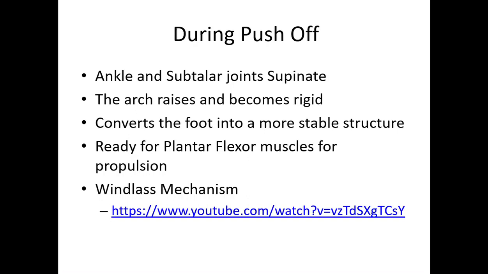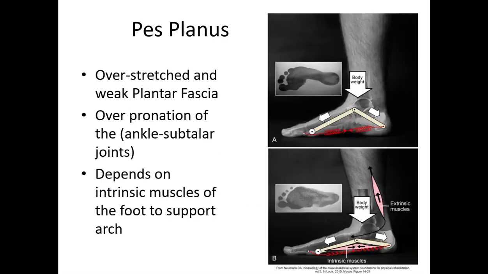And then there's something called the windlass mechanism. So when your great toe or your hallux goes into extension, that also affects your arch. And I'll link this YouTube video to this playlist. If there's a problem, an overstretched or a weak plantar fascia, you can have pes planus, as we saw previously. So this looks like a flattened arch, right? So you can see a nice foot shape, and then the flat arch on the bottom.